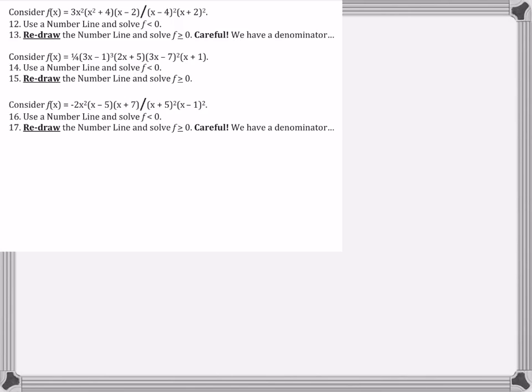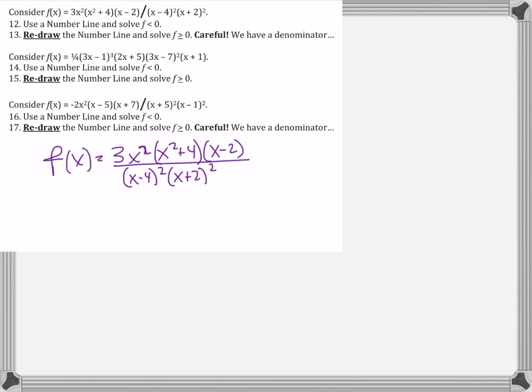However, what I want to do now is do it analytically, meaning given the equation, could we figure out where the intervals are positive or negative? Okay, so let's do number 12 here. The function, I'll go ahead and write it down. f of x equals 3x squared times x squared plus 4 x minus 2 over x minus 4 squared x plus 2 squared. Okay, a lot going on in this problem, but each piece is important here.